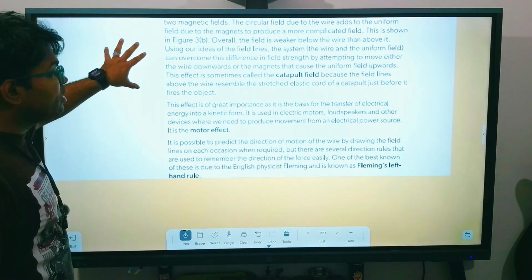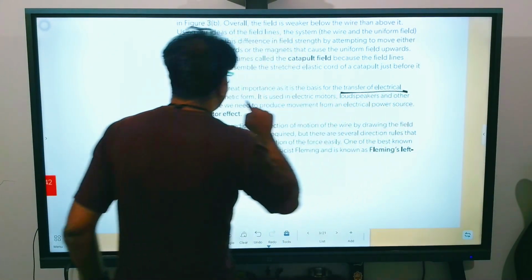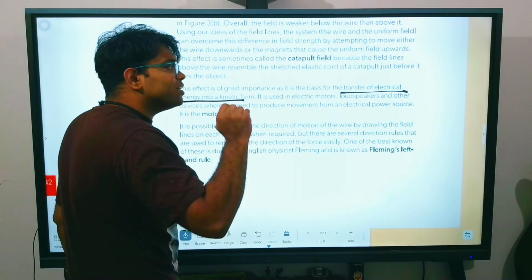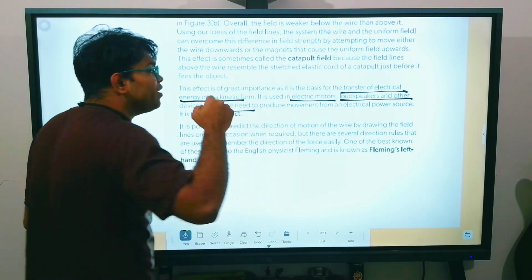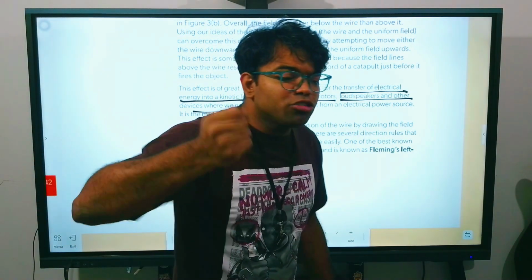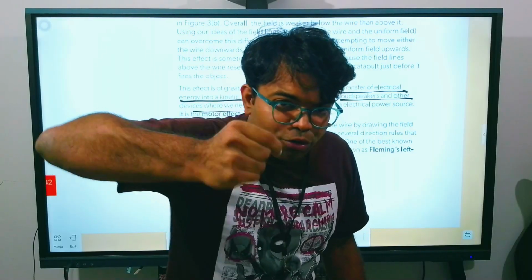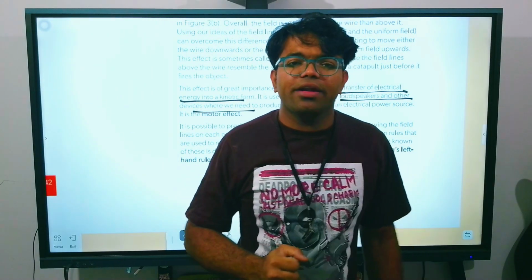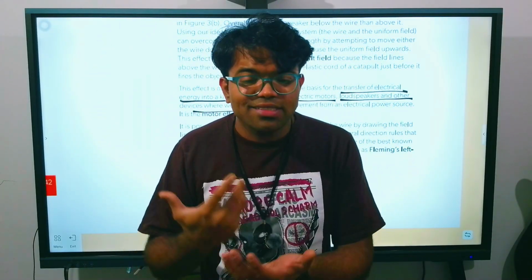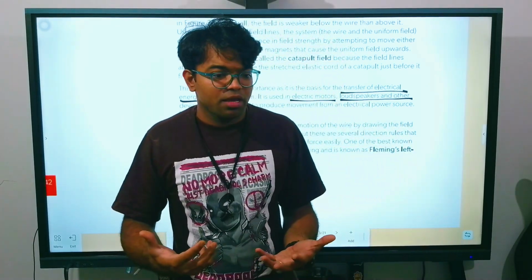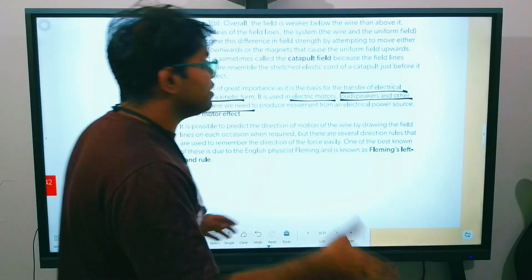Next. This effect is of great importance as it is the basis of transfer of electrical energy into kinetic energy. It is used in electric motors, loudspeakers, and other devices where we need to produce movement. A loudspeaker basically vibrates a diaphragm up and down so that it can create sound. That's how sound is produced in a speaker, by using the interactive principles of magnetic field in the space.